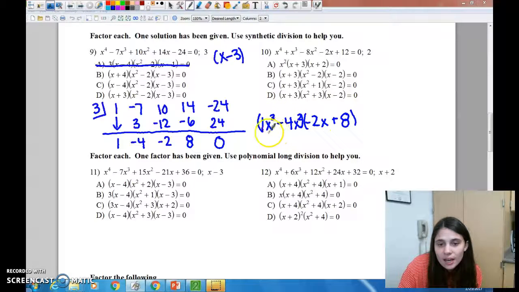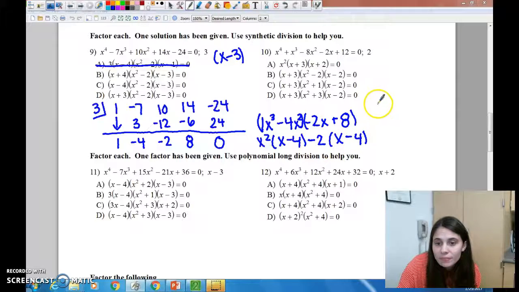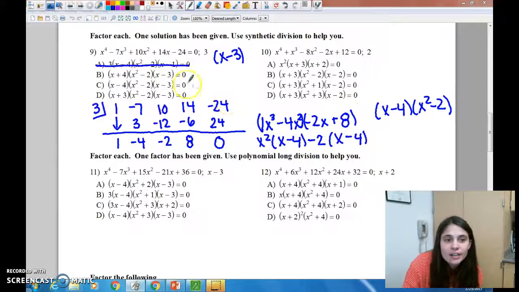So on this side, I can pull out an x squared, and I'm left with x minus 4. This side, I don't want my x to be negative, so I'm going to pull out a -2, and I'm left with x. 8 divided by -2 is a -4. So my parentheses match, so I have x minus 4 and x squared minus 2. So if I come over here, I have x minus 4, x squared minus 2, and x minus 3. So my answer is C.